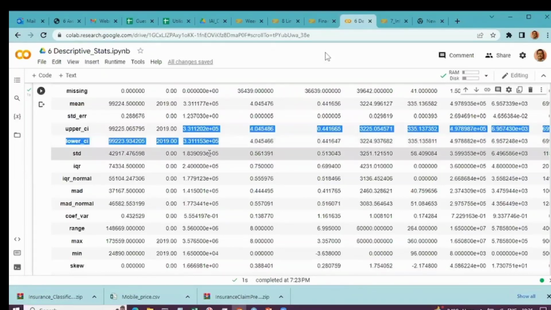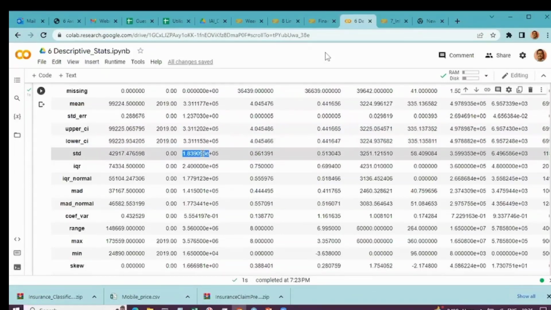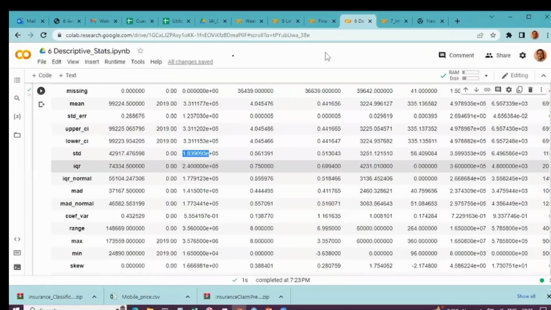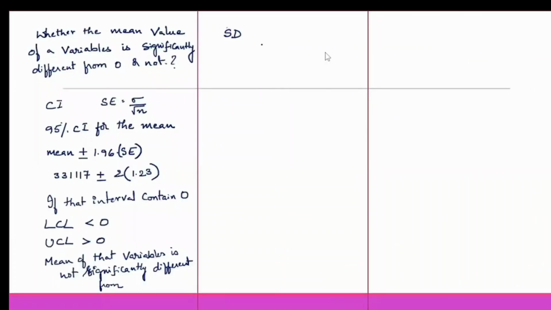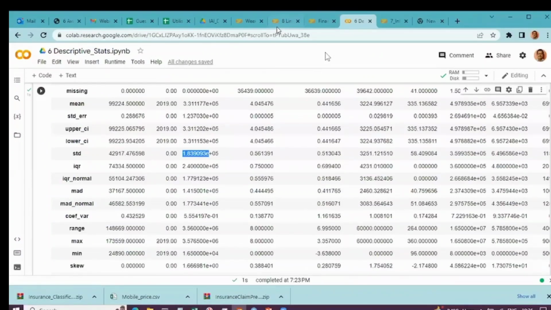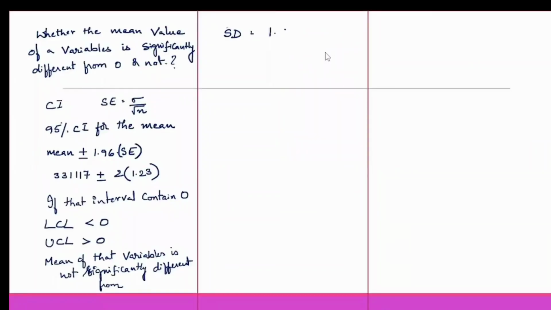Then some of the other important statistics, I think all of you know how to compute, or even if you don't, it does not matter. So the standard deviation is the next one. The standard deviation for loan amount is coming out as 1.839 times 10 to the power of 5. So this is the kind of average deviation of the observations from the mean value.